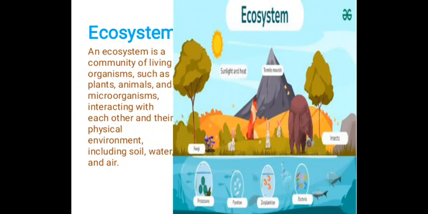Now let's look at ecosystem. An ecosystem is a community of living organisms such as plants, animals, and microorganisms interacting with each other and their physical environments, including soil, water, and air.